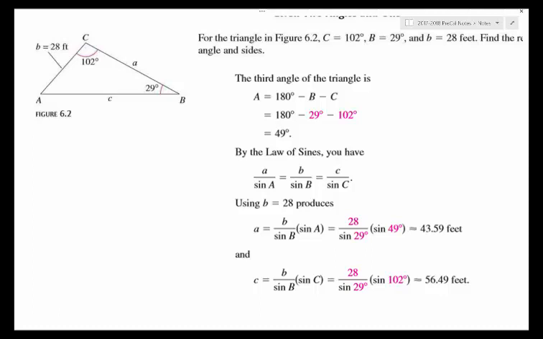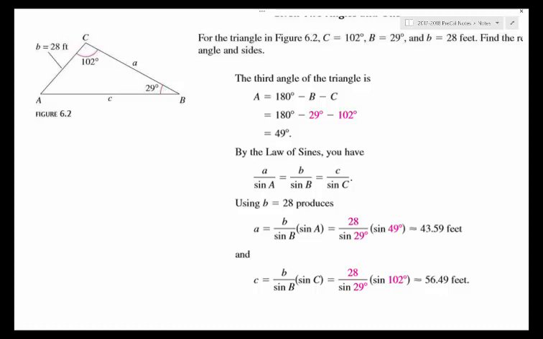Now, because of the law of sines, I can set up a series of relationships. I've got side b opposite of angle B. So 28 over the sine of 29 equals c over the sine of 102. Or they use sine A and sine B here. So since angle A is 49, I can say that little a is going to be equal to 28 over the sine of 29, then times the sine of 49 once I solve. And in these problems, you have to use a calculator. There's no way not to use the calculator.